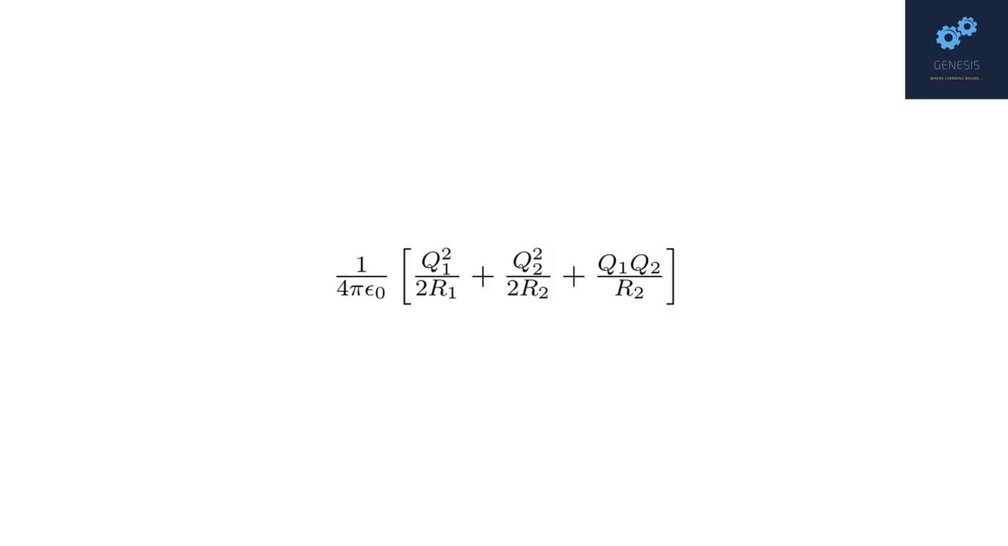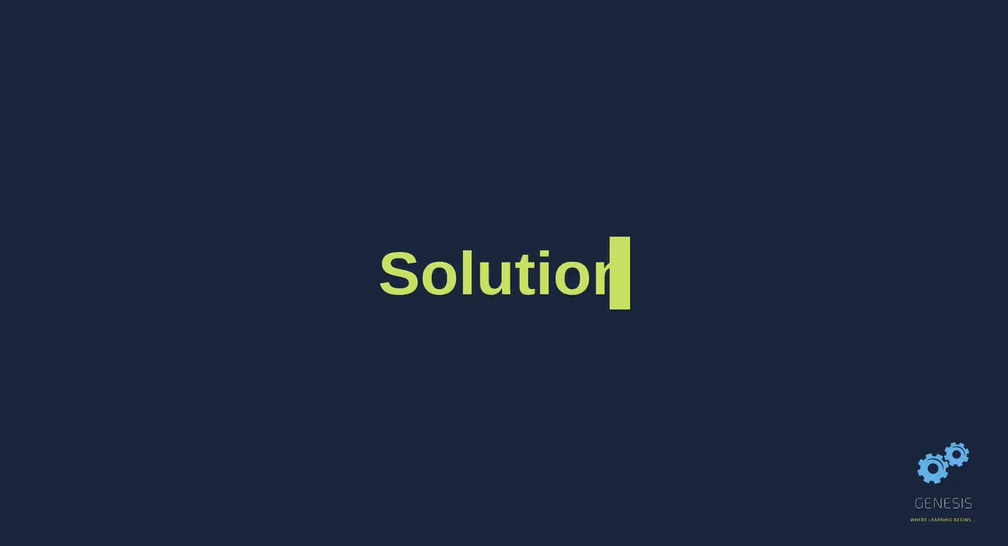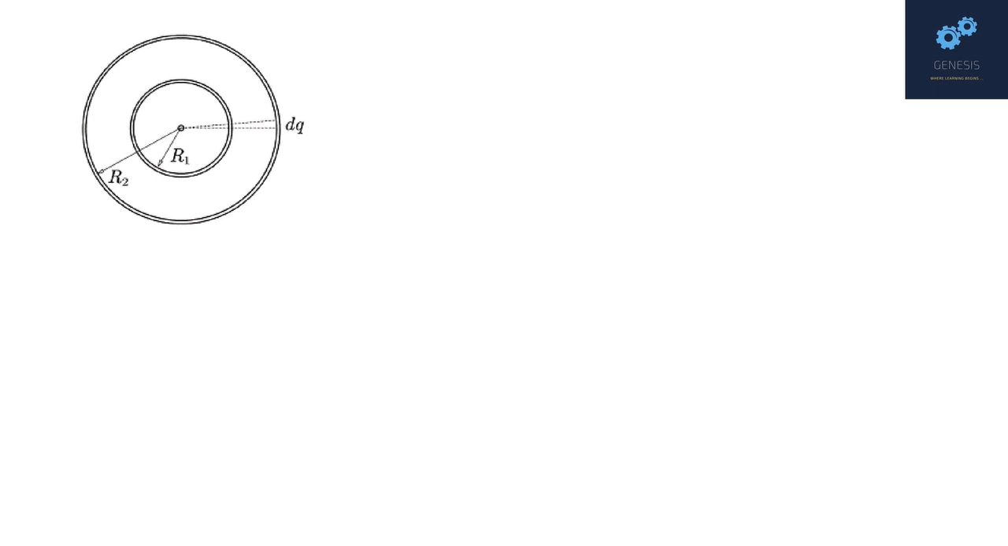This is the answer to the question. The system is shown in the figure. Here, these shells have charges Q1 and Q2. Now, the total energy of the system will be the sum of self energies plus interaction energies.